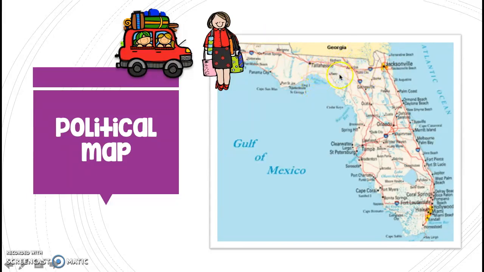I also see lots of words on this political map, like Jacksonville and Clearwater and Tallahassee. That's because political maps show me different cities and towns around on the map. If I want to go to a big city to go shopping, or if I want to go to Disney World, I'm going to need to use a political map because it has just the right kind of information that I need.